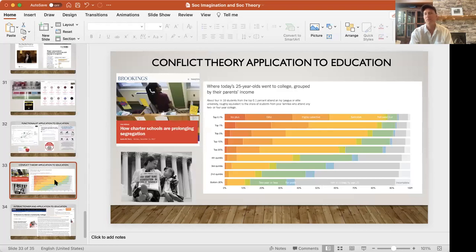Conflict theory looks at education through a different lens, right? Here we're looking at the development of private schools and charter schools, which comes out in large part from the desegregation of schools in the 1950s. A lot of white families in the South, as well as the North, said, I'm not going to send my kids to a school where there are Black kids going to school.